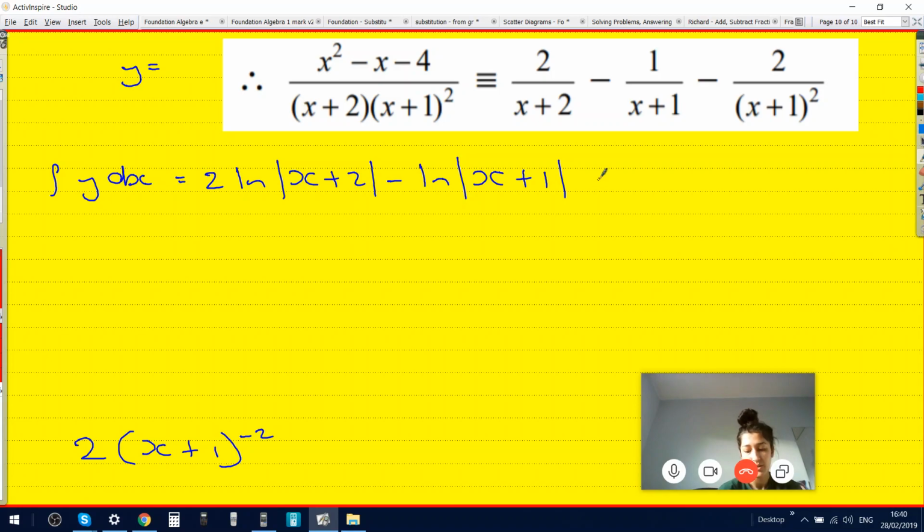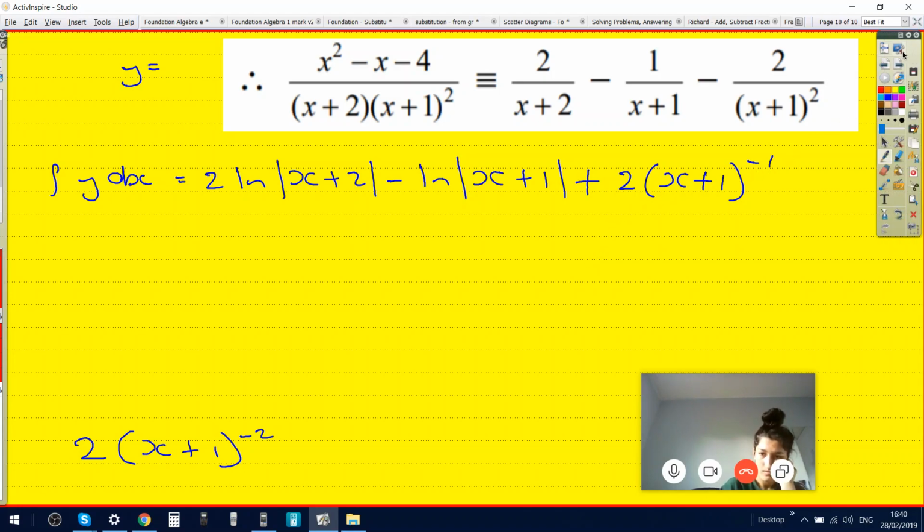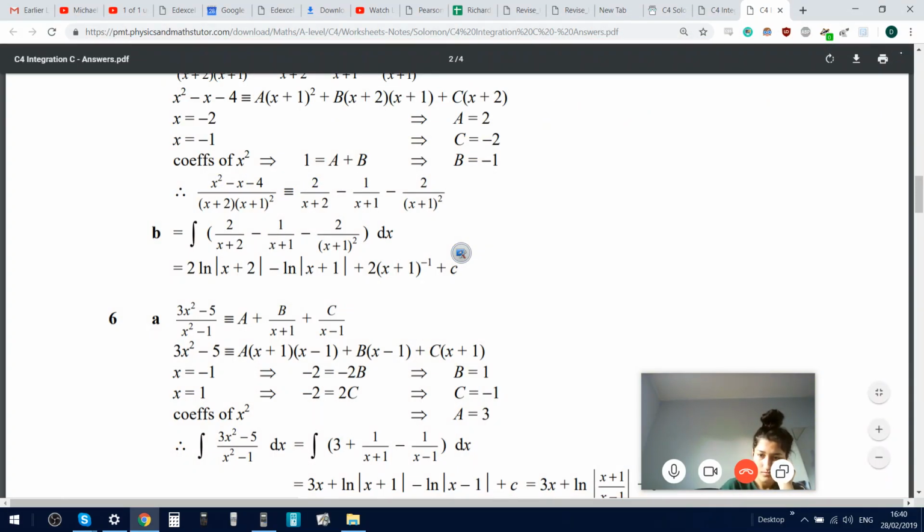Oh, what happens to 2? Is it just minus 2x plus 1 to the minus 1? Yeah, and it was already minus, so plus. Yeah. Plus 2x plus 1 to the minus 1. Sure, that doesn't seem right. Oh well. So the minus 1, you could write it as 2 over x plus 1. There it is, 2x plus 1 to the minus 1. And you have the plus c.